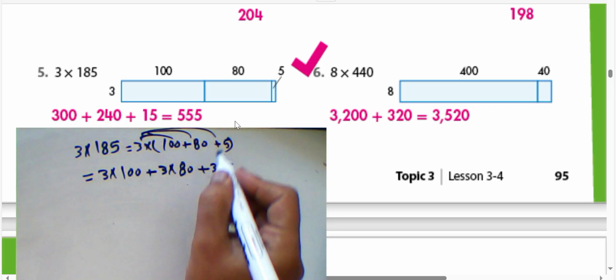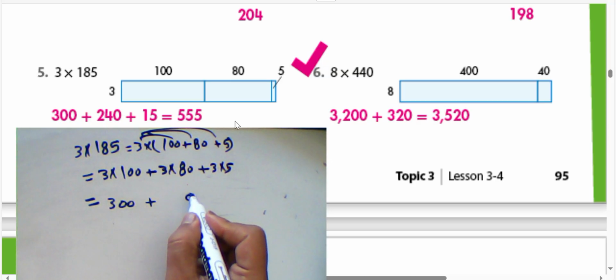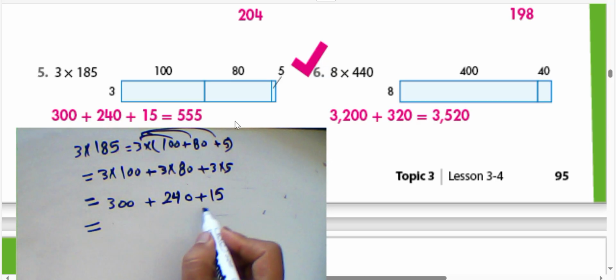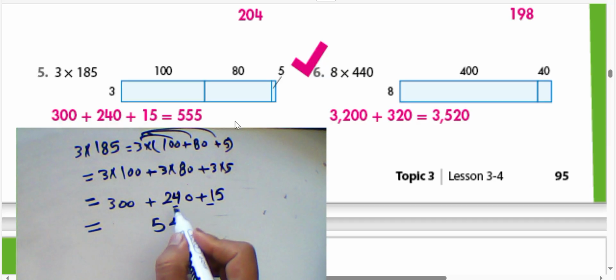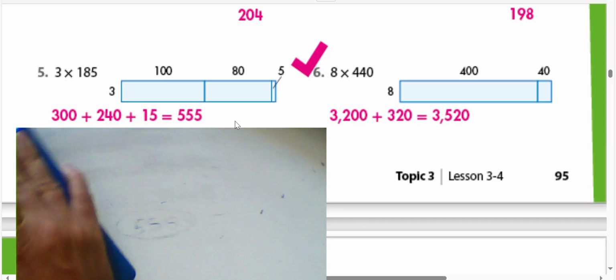3 times 100 equals 300. 3 times 80, write 0. 3 times 8 equals 24, and 3 times 5 equals 15. 5 plus 0 is 5. 1 plus 4 is 5. 2 plus 3 is 5. The result will be 555.